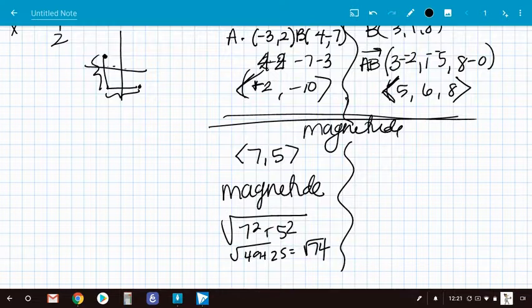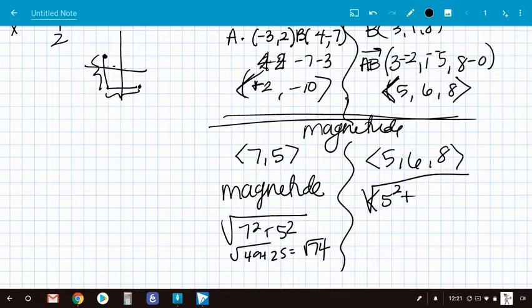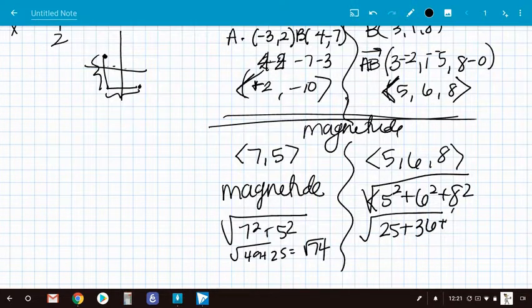Okay, it's exactly the same in 3D. So if I give you a vector, let's just use our vector <5, 6, 8> again. This time you just need to square all 3 of them and then square root it. So then you get 25 plus 36 plus 64 equals the square root of 125. Okay, so that's the distance of that one.